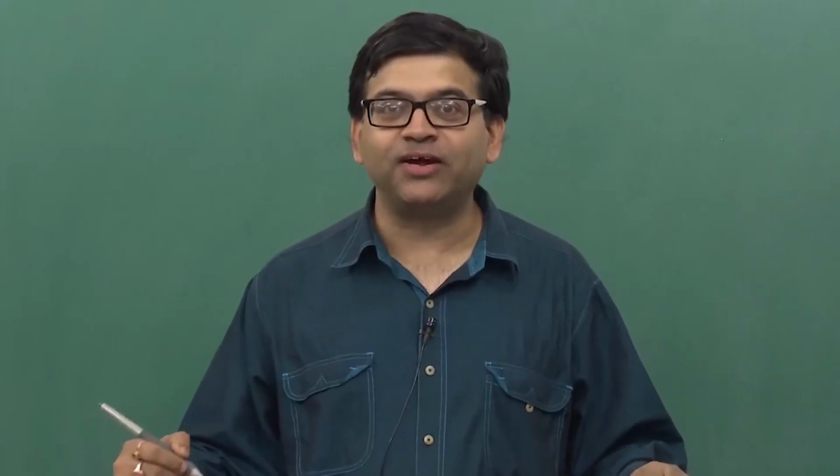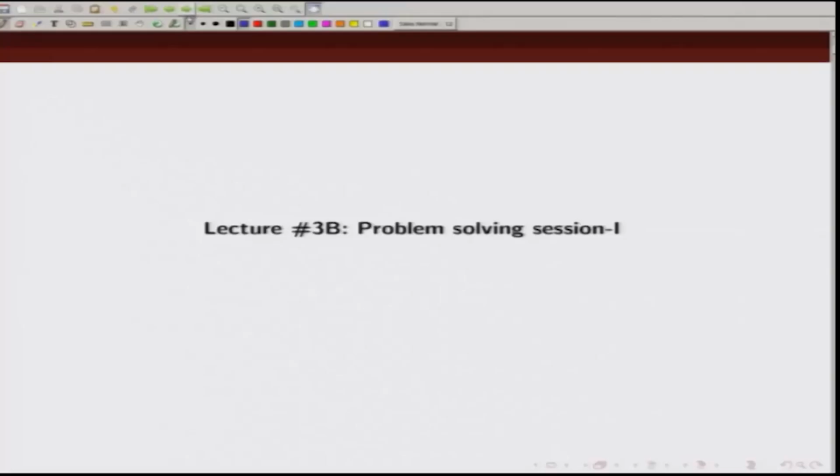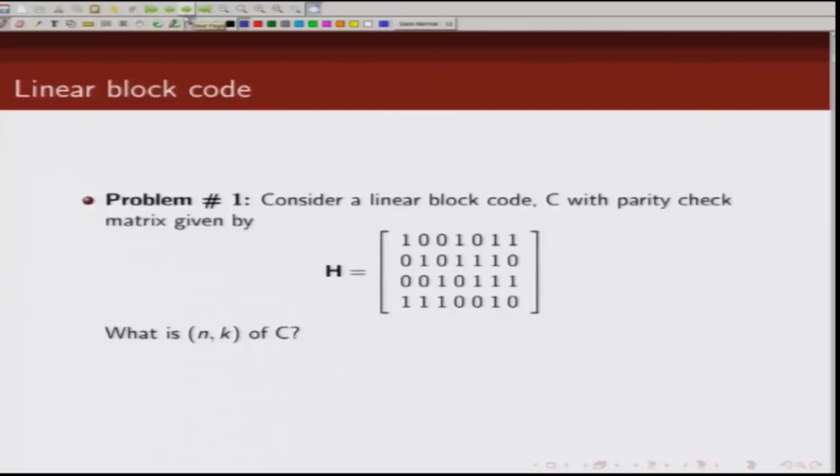Before we discuss decoding of linear block codes, let us solve some problems today. So, the first question that we are going to look at is, consider a linear block code C whose parity check matrix is given by this, and you are asked what are the code parameters n and k. n is the block length, the code word length, and k is the dimension, basically the information sequence length. Now, how do we solve it?